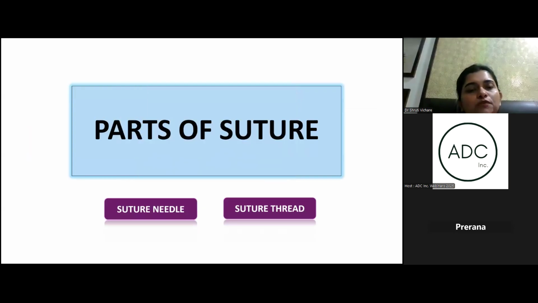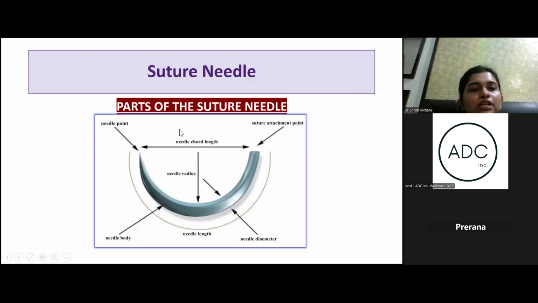Now coming to the parts of suture. So suture can be divided into suture needle and suture thread, right? So starting with suture needle now, these are the parts of suture needle. You have to really pay attention to this because these terms are very confusing. So basically parts of suture needle comprise of a needle point. This is the point where the suture is inserted in the tissue. The point which is exactly opposite to needle point is the suture attachment point, that is where the suture is attached. Okay, easy to understand. In between the needle point and suture attachment point, we have the needle body.